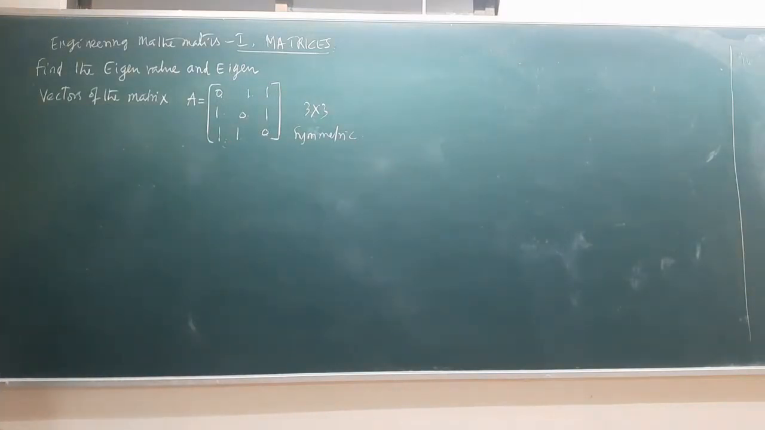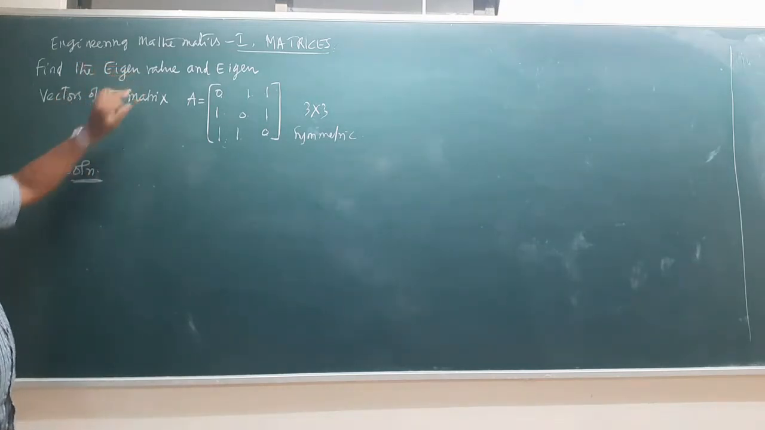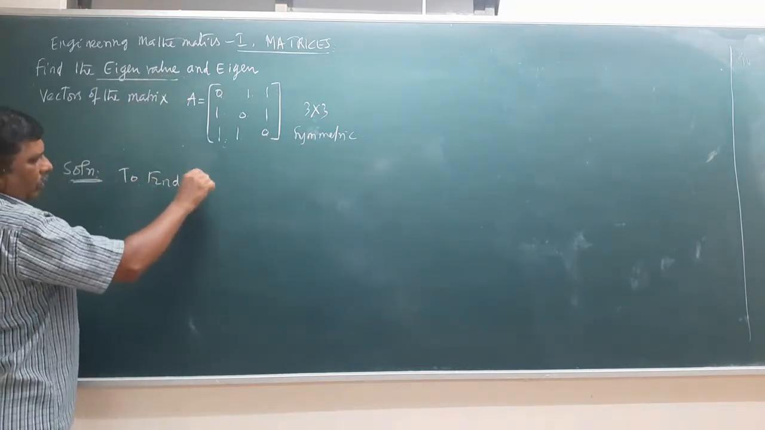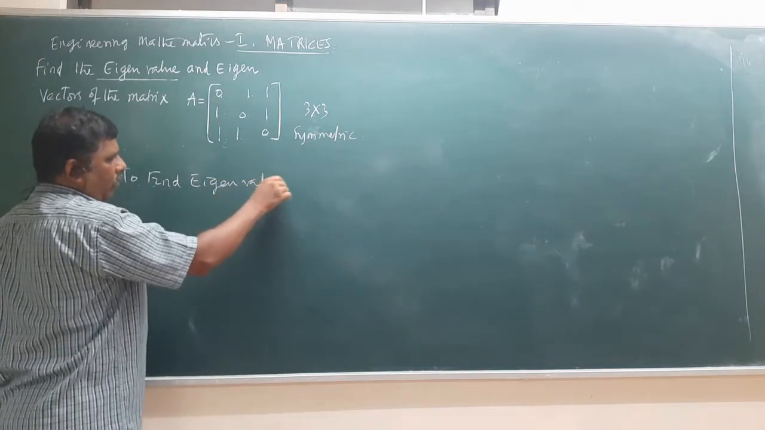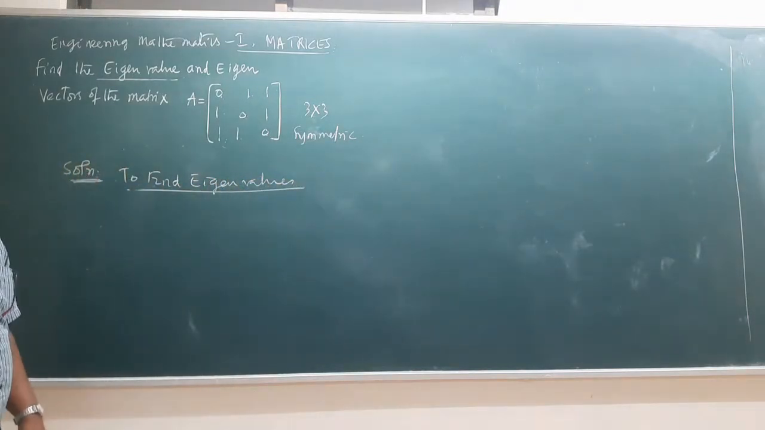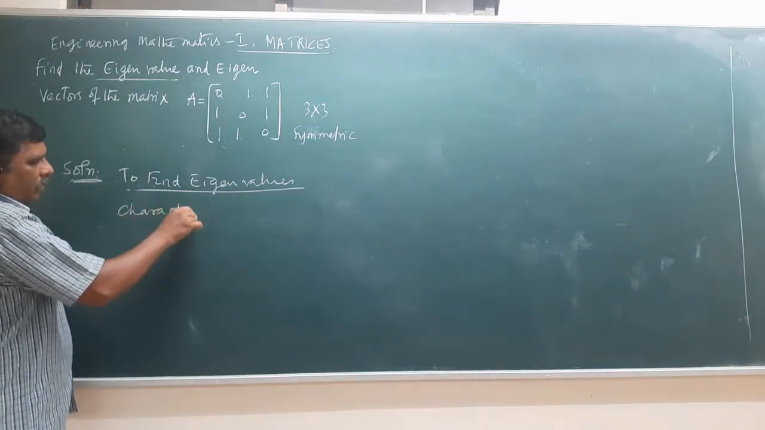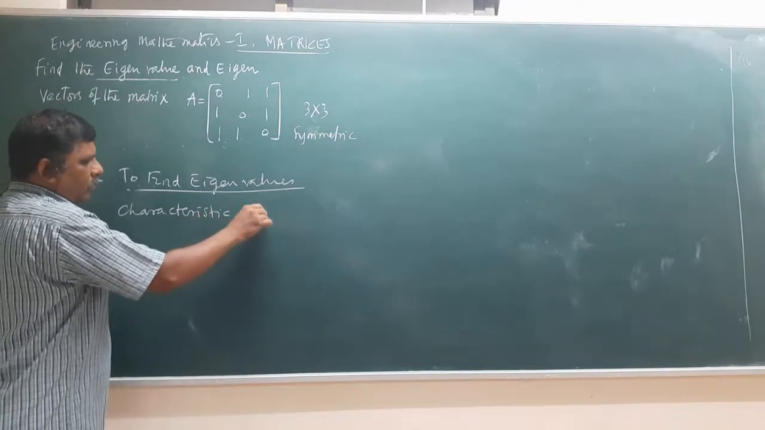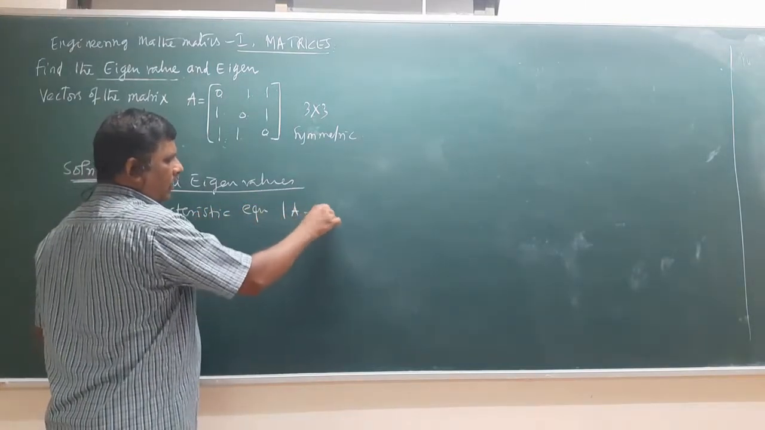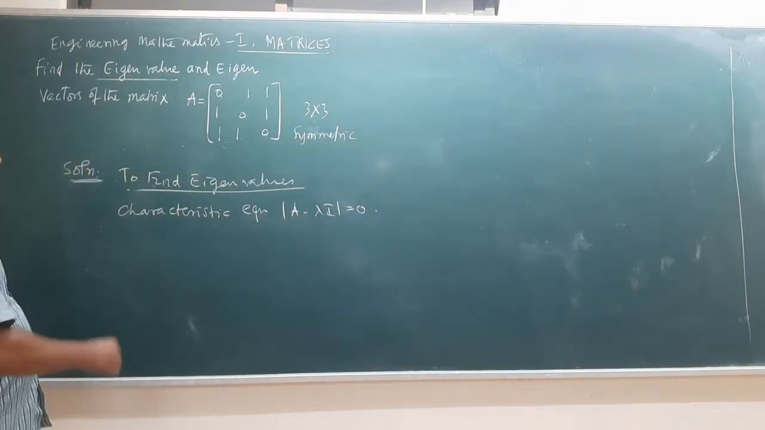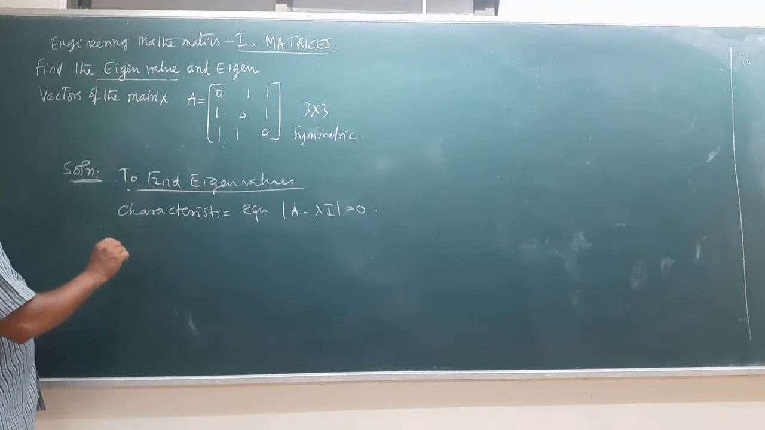Now listen, how to write the solution for this. First we have to find the eigenvalue. To find the eigenvalue, first we have to write the characteristic equation. So what is the characteristic equation here? A minus lambda I equal to 0. How to write that?